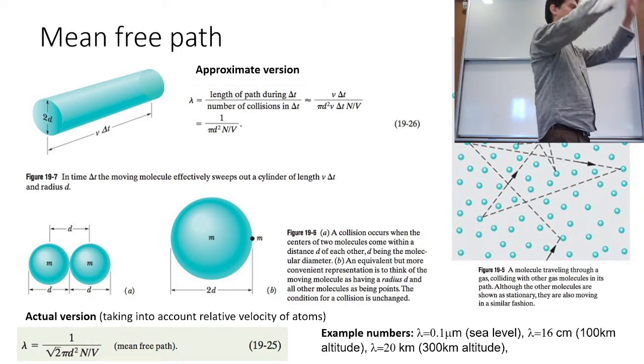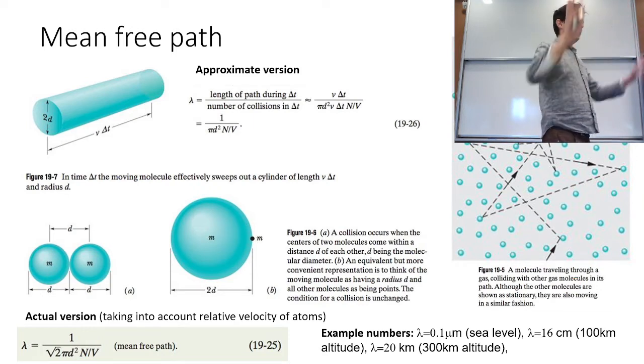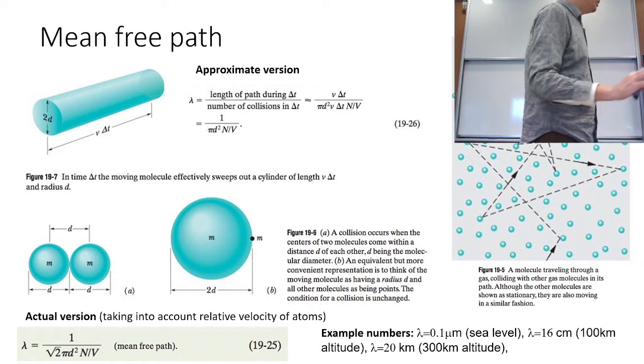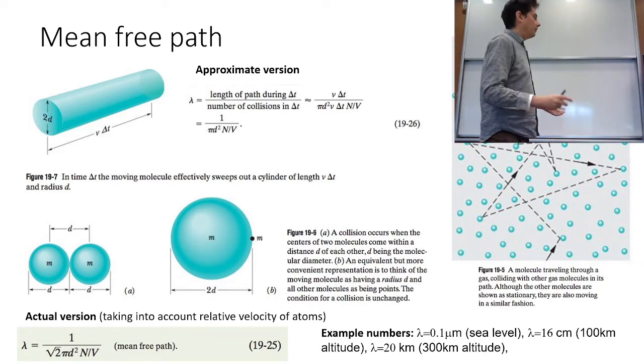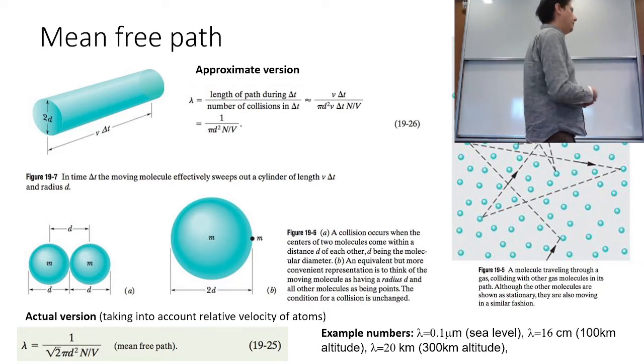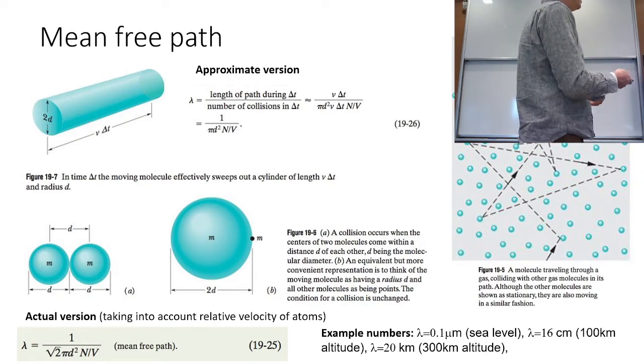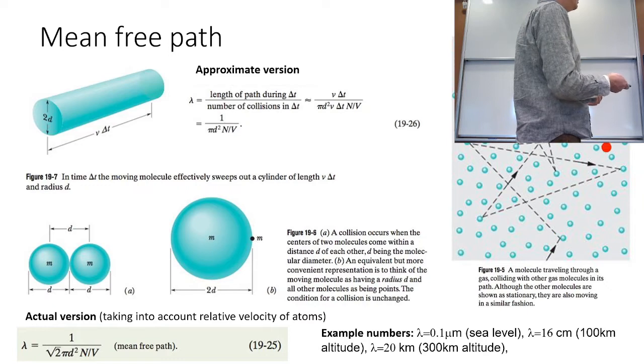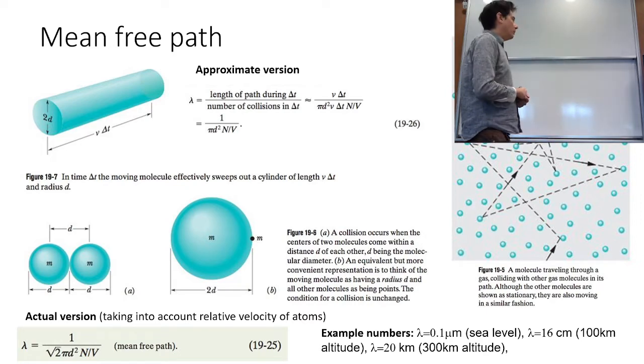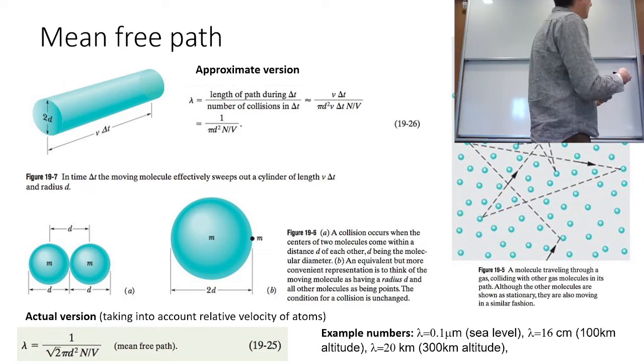Say all these other atoms here are kind of frozen in space, just as a simplification, and then we're going to shoot an atom in, and figure out the average length that it would be moving before it bumps into another atom. In this case, the diagram would be like an average of all these lines here. So the way that we can work that out is like this.